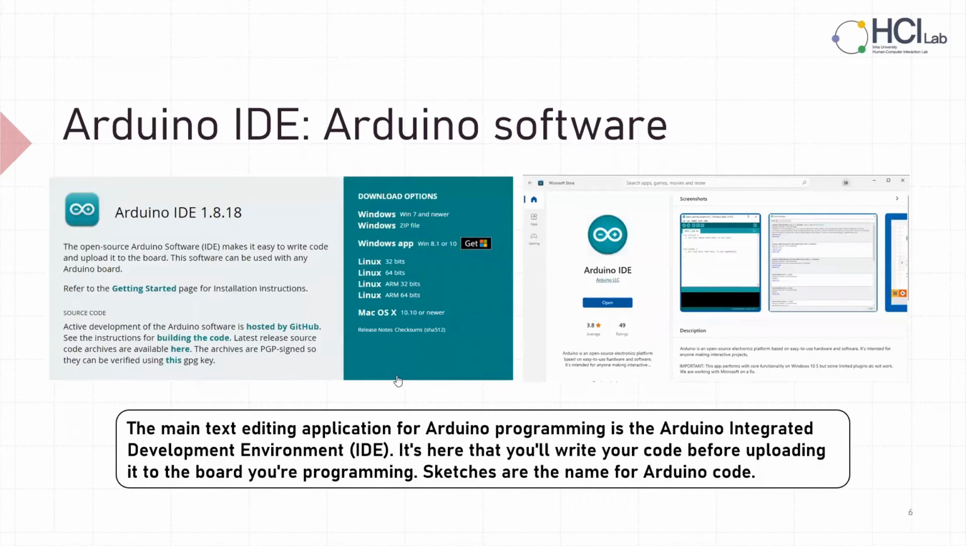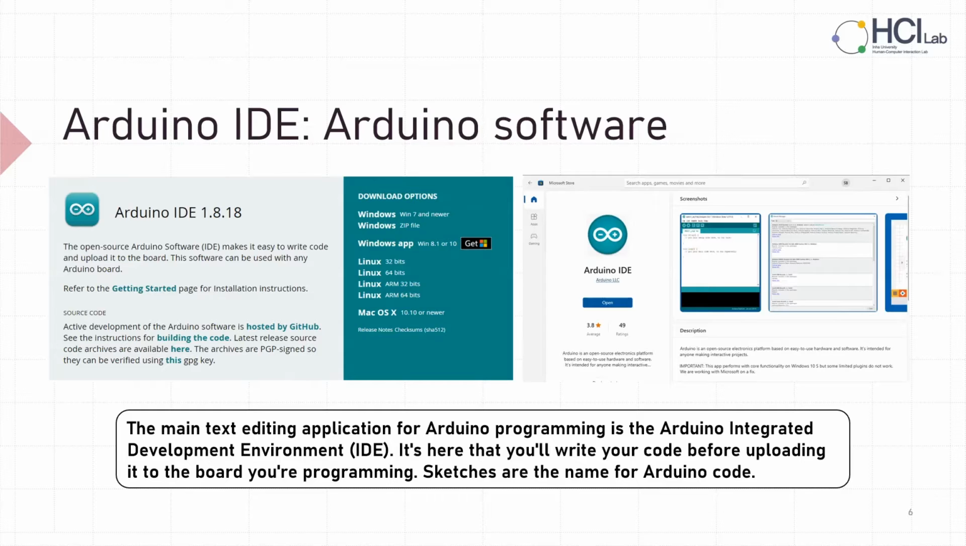So how can we use this Arduino board? The main text editing application for Arduino programming is the Arduino Integrated Development Environment, the Arduino IDE. It's here that you'll write your code before uploading it to the board you are programming, and Sketch is the name for Arduino code. So let's see now how we can install the Arduino IDE editing application.